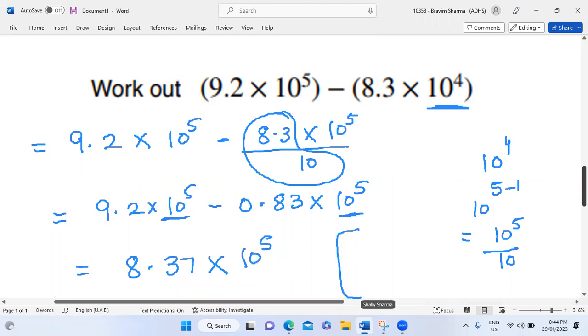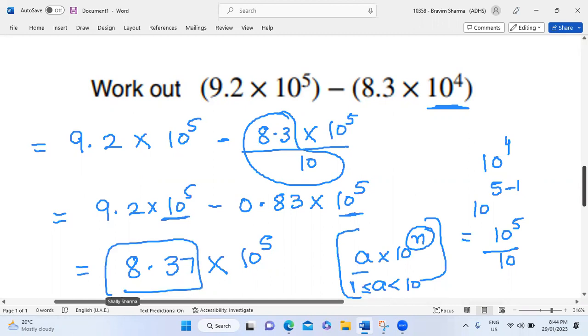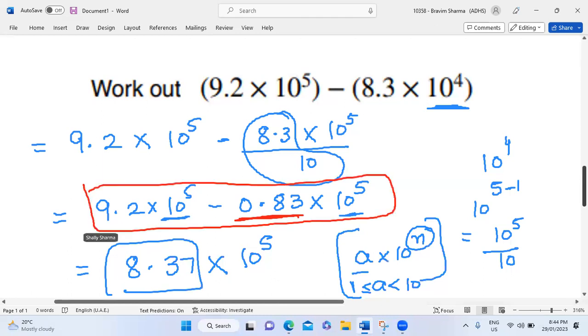Now I will check whether my number is in standard form or not. So it should be a times 10 to the power of n. n is a positive integer here, fine. Even if it is negative, it will work. a should be between 1 and 10, greater than or equal to 1. So this is also following here, that is fine. Though when I was writing this number 0.83 here, it was not in standard form, but because it was our intermediate result, we can do it in this way.